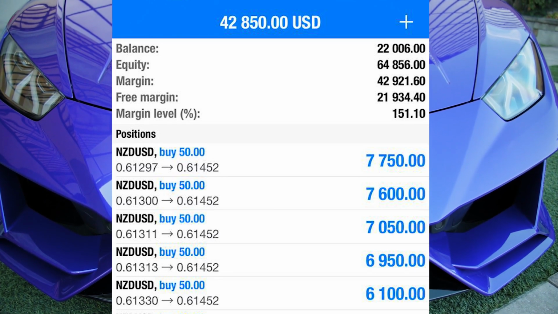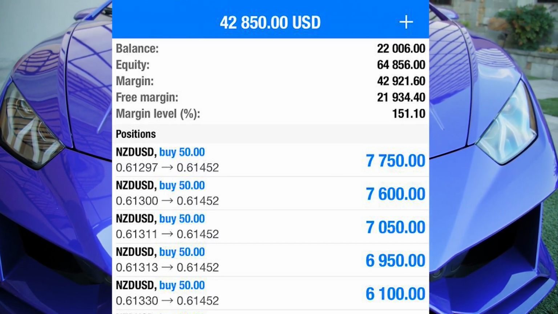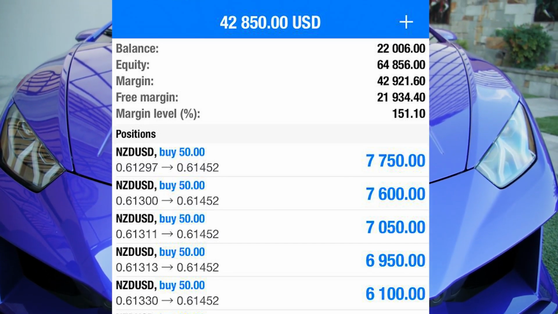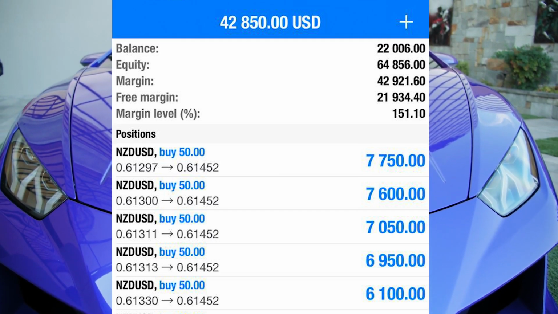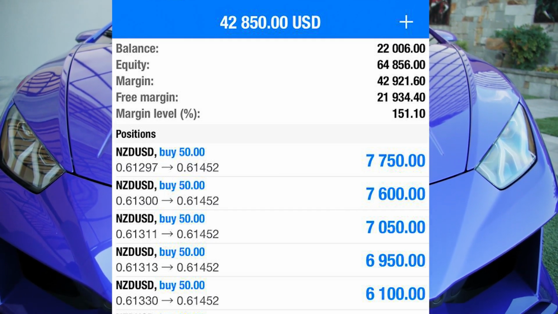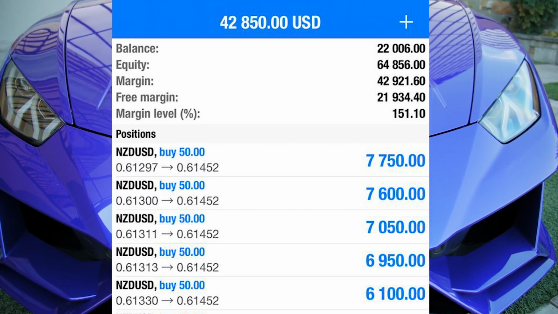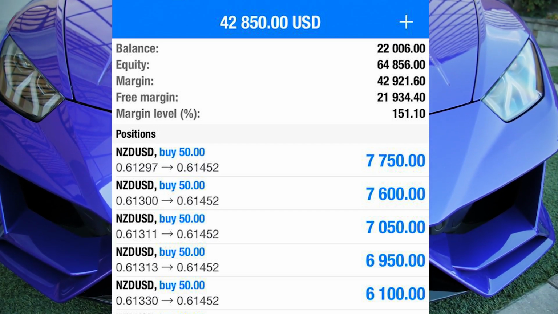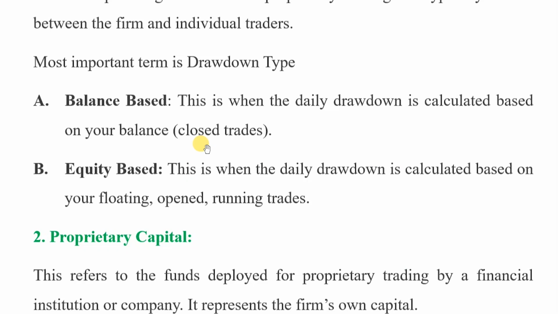Balance is closed trades. When you open your trading software, the money you have in your account is referred to as the balance when there is no active trade going on. Whatever amount you have in your account is known as the balance. Now the second one is equity based. This is when the drawdown is calculated based on your floating open running trades.